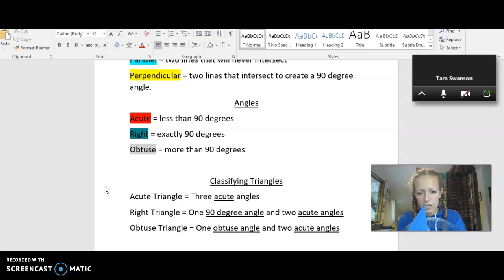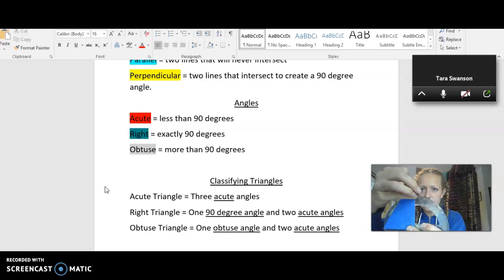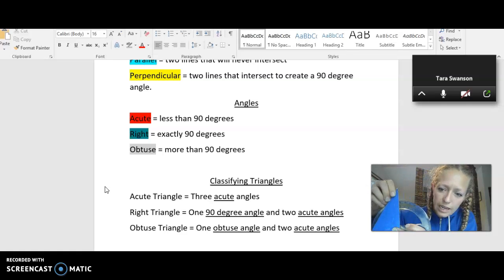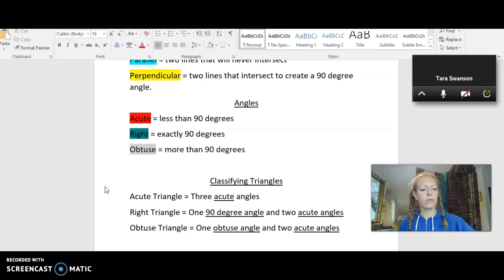So when I look, and it's hard to do this with cardboard, when I line it up and I look at this angle on the top, I can see that it is 90 degrees. So what type of triangle is this? That's right. If it's exactly 90 degrees, it's a right triangle. All right, now that I've put aside my right triangle, I'm going to go ahead and test out my next triangle.